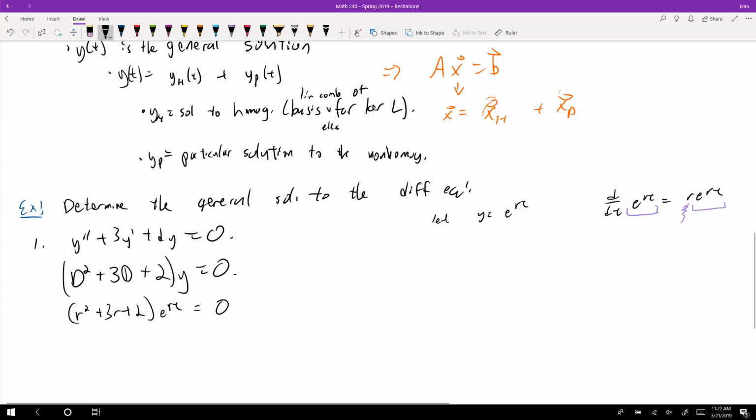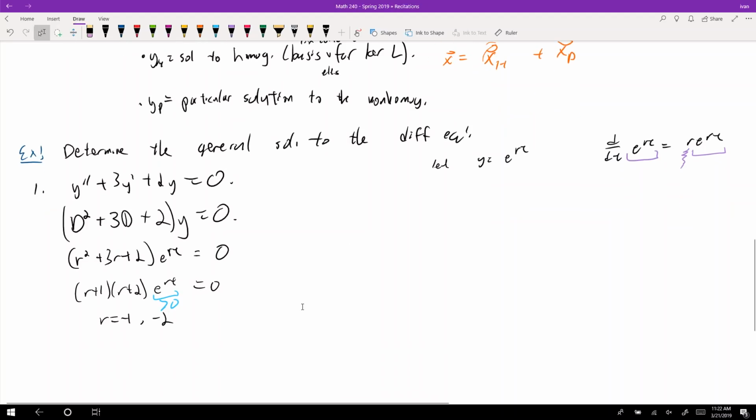All right, so we rewrite it now as r squared plus 3r plus 2 times e to the rt is equal to 0. The solutions we want are the roots of this polynomial. Once we factor it, we get (r plus 1)(r plus 2) times e to the rt is equal to 0. What can solve this? Only r equals -1 and r equals -2, because the e function is always greater than 0; it's never exactly 0. So the only way this entire thing can be 0 is if either the first term or the second term is 0. Okay, so what does this mean?